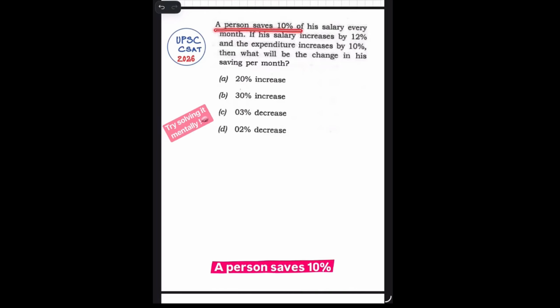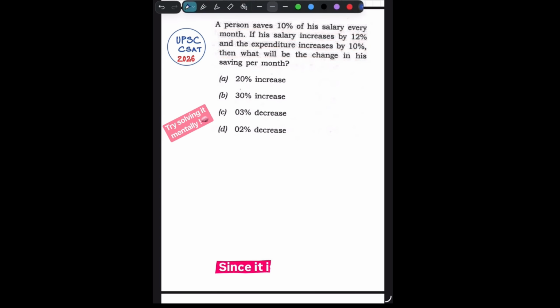A person saves 10% of his salary every month. If his salary increases by 12% and the expenditure increases by 10%, then what will be the change in his saving per month? Since it is a percentage based question, we'll assume the initial salary to be rupees 100. He saves 10% of his salary, so his initial savings will be rupees 10. Rupees 10 is 10% of 100. So his expenditure will become 100 minus 10, which is equal to 90.